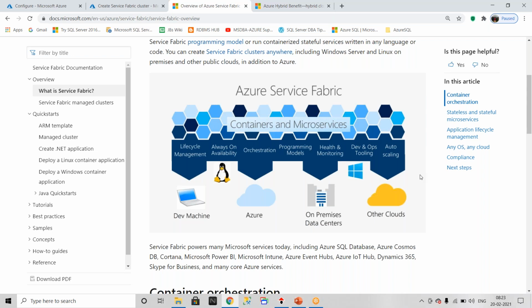Clear? Not only your Azure SQL Database, but Azure Cosmos DB, Power BI, Event Hub, IoT Hub, Dynamics 365, Skype for Business, and many more Azure services. Not only your Azure SQL Database or managed instance; a lot of services are working in the backend with Azure Service Fabric. Microsoft creates the Azure scale set over massive numbers of servers, groups all the servers, and distributes them automatically whenever you deploy. Clear?